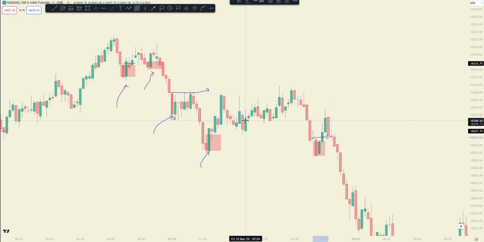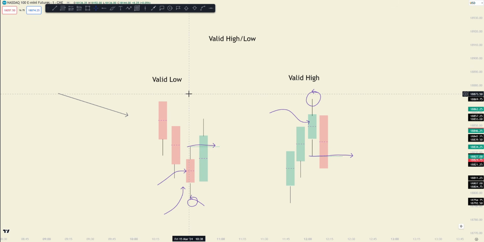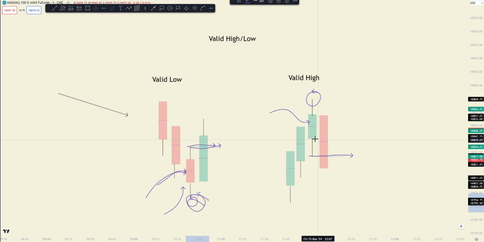That is quite simply how you establish valid lows and highs. Again, when it comes to valid lows, we need to close above the bearish candle that put in the low. And when it comes to valid highs, we need to close below the bullish candle that put in the high. Okay, so remember that. Go back, test that.